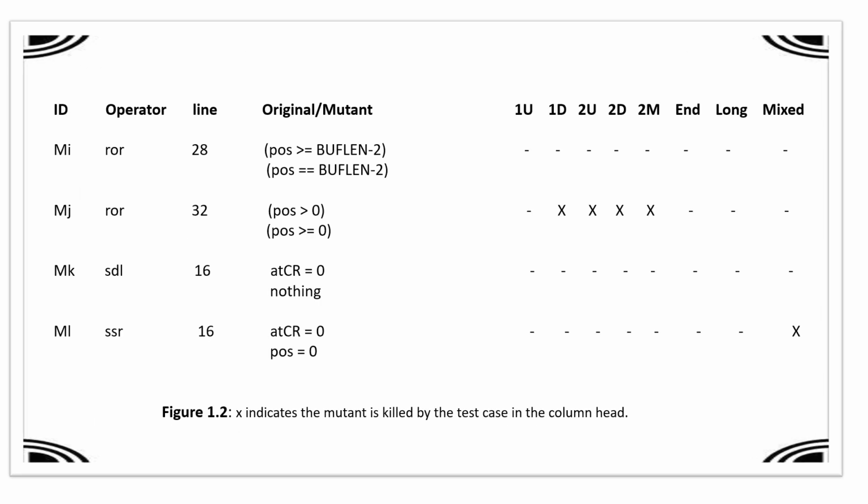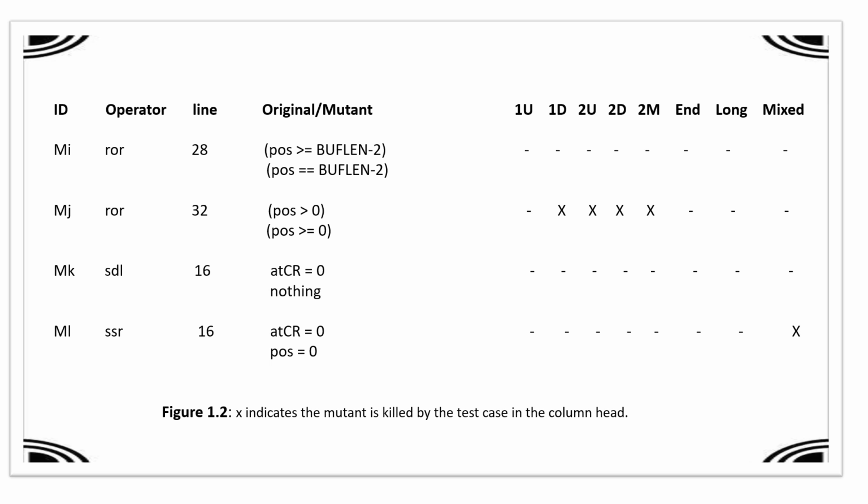Here are some test case IDs. Firstly, Mi, operator ROR, line 28. The original or the mutant is position is greater than or equal to buff length minus 2, or position is equal to buff length minus 2. Secondly, Mj, ROR, line 32. Position is greater than 0, position is greater than or equal to 0.